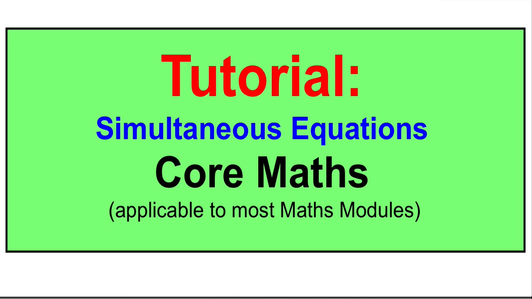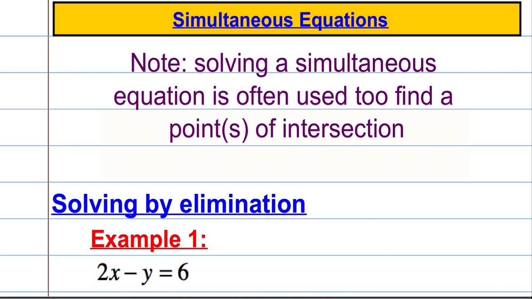Maths modules. Okay, so you would have come across simultaneous equations in your studies before, but at A level in particular they're a little bit more involved. And it is important to note that simultaneous equations are often used to find an intersection between two lines or two curves or maybe a line and a circle. So it's a really powerful technique that's often used to find a point or points of intersection.